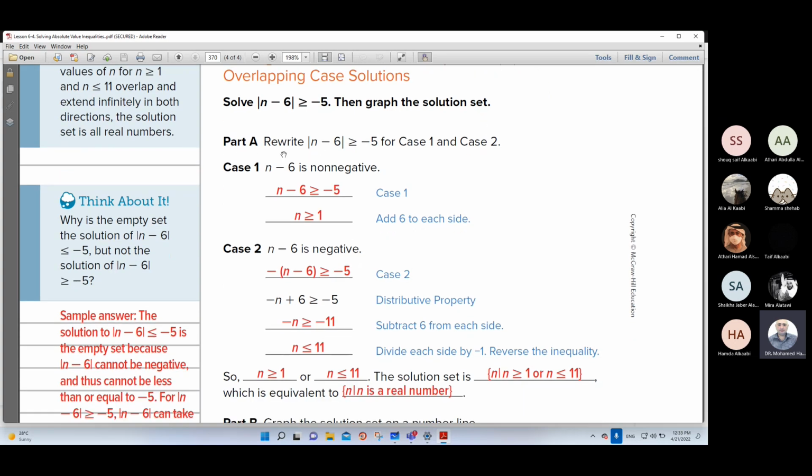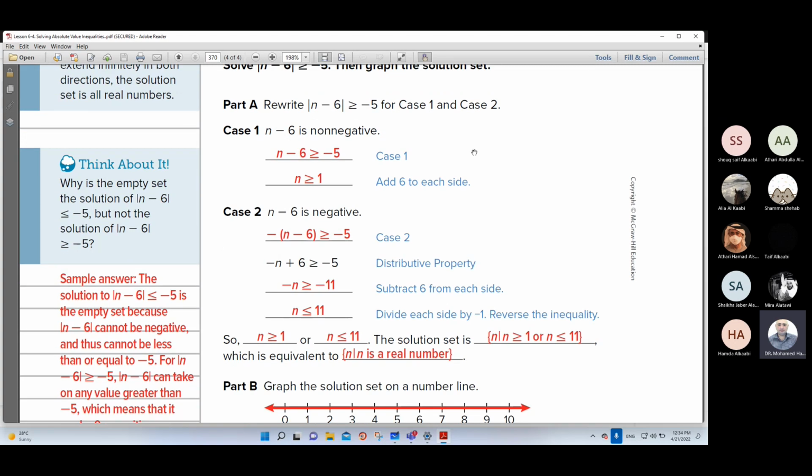The first idea: rewrite the same inequality, discussing the two cases, case 1 and case 2. Case 1, n minus 6 is non-negative, which means keep the same value: n minus 6 greater than or equal to minus 5. Solve this inequality and you will get the solution. Then take the second case, where the value is negative, which means multiply by negative. Then solve this inequality and you will get the second solution. Then you can write the set of the solution.